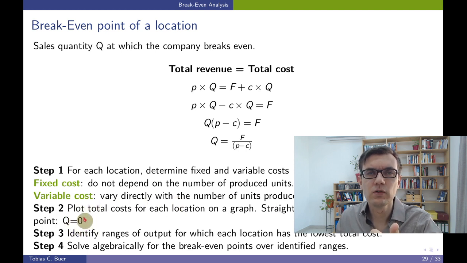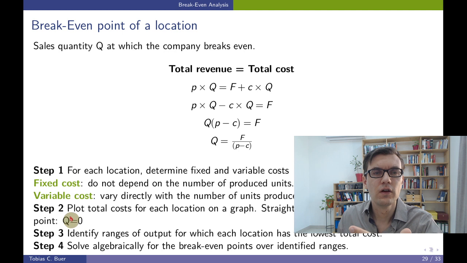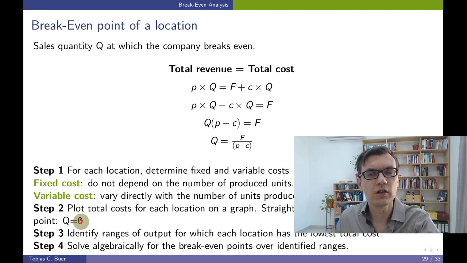One value that's always available to us is Q equals 0, that is, we sell nothing. This can be the first point that we draw, and the second point should depend on the context of the quantity that we can sell. For some cases it might be 100, in others it might be 100,000. So you need to choose this point depending on the appropriate context.